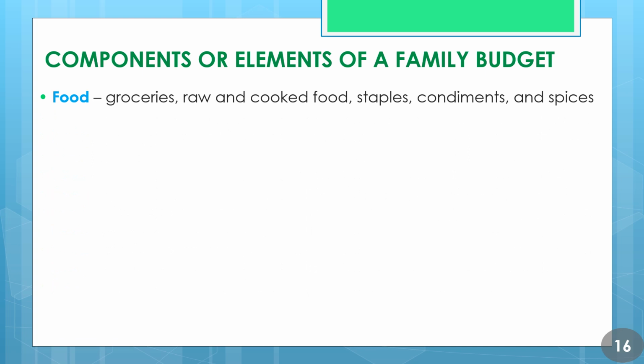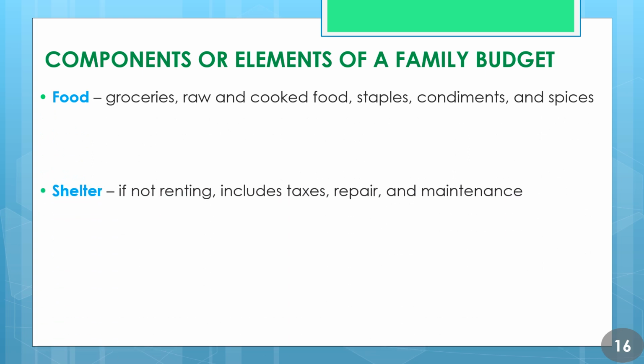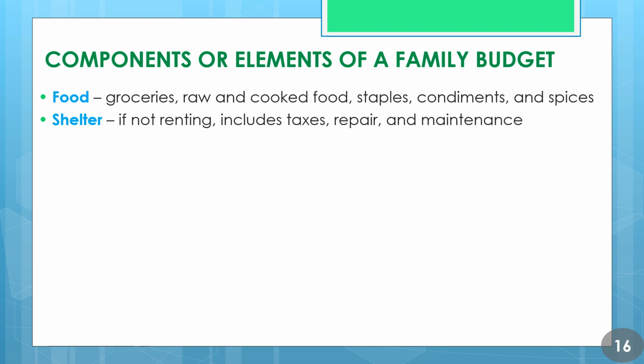Here are the components or elements of a family budget. Food. This component is the most priority in the household budget. Approximately 50 to 60% of the budget goes to food. However, this may vary depending on other factors like number of members, eating habits, food likes and dislikes, cultural practices and beliefs, age and sex of family members. Examples of these components are groceries, raw and cooked food, staples, condiments, and spices.